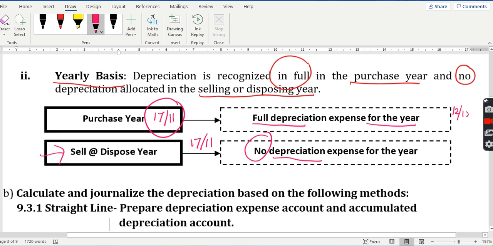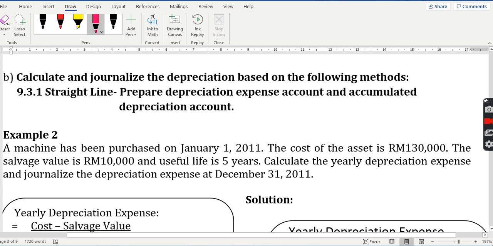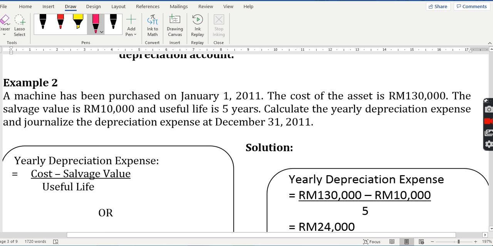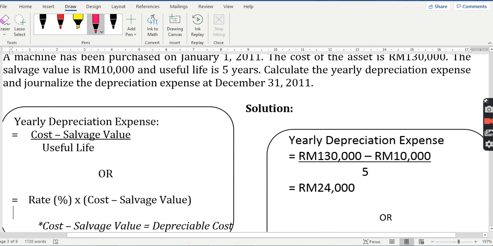Now we look at how we calculate our depreciation. As you can see earlier in the learning outcomes, you only have two methods at this level. We are only going to use the straight line method and also the residual balance method, or as we also call it, the reducing balance method. So how do we calculate the depreciation using the straight line method?